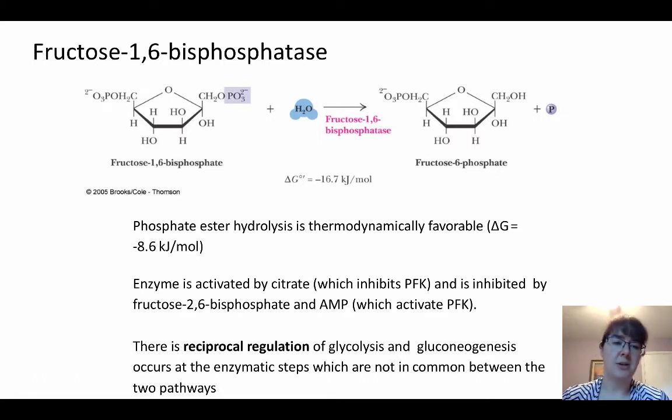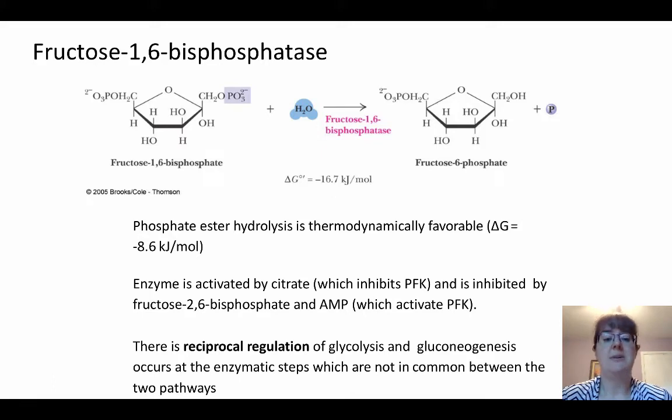As far as this reaction goes, this is going to take fructose 1,6-bisphosphate and hydrolyze the phosphate group off of it to make fructose 6-phosphate and an inorganic phosphate. That hydrolysis is thermodynamically favorable all by itself, and so that is going to be the driving force of the reaction and will yield that negative delta G value.